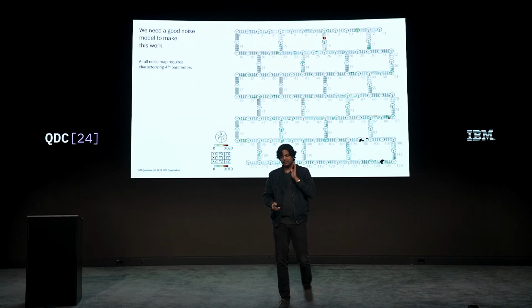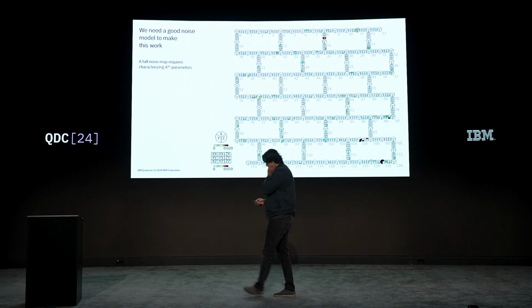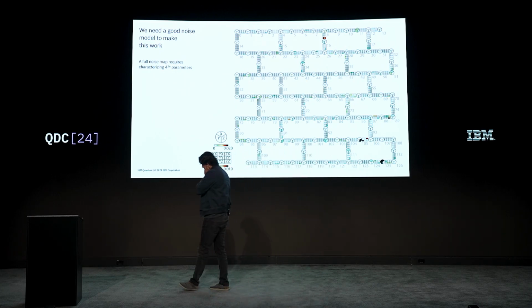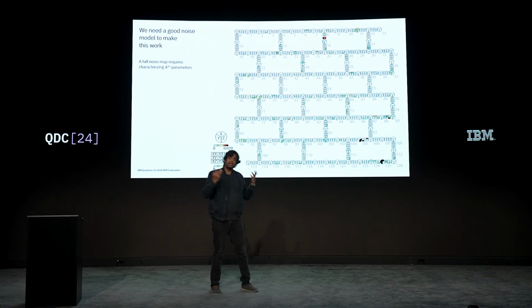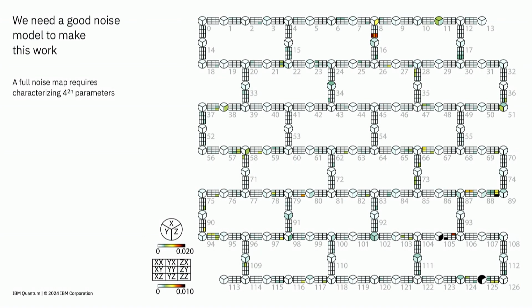And this, in general, is an extremely challenging task, right? Because to be able to characterize this completely, one needs an exponentially large number of parameters, right? About 4 to the 2n. So trying to do this on a 100-qubit device is practically impossible.